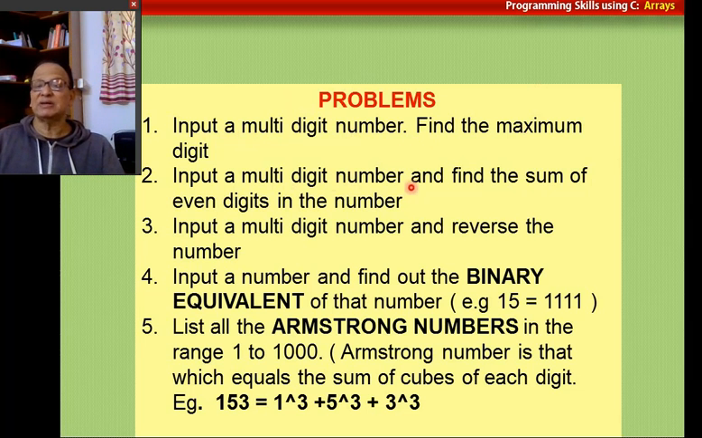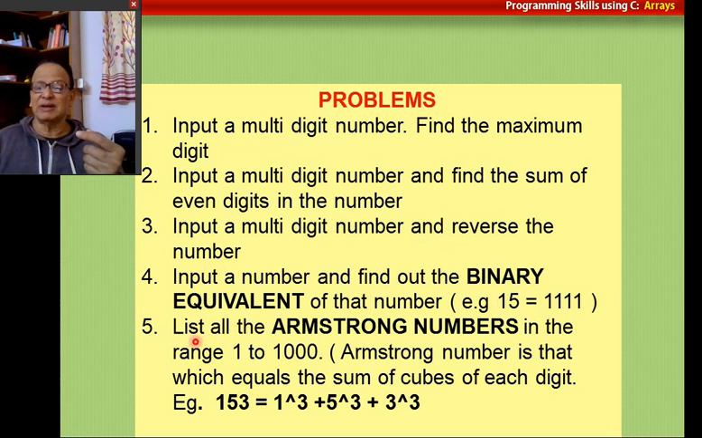Then input a multi-digit number and find the sum of even digits. So you get the digit every time, find out whether it's even. You have done it already earlier. Modulus 2. If it is even, you add that number to the previous sum. Go on. The reversing of the number, you try that. And then this is an interesting problem. Input a number and find out the binary equivalent of that number. Same algorithm has to be used. In this case, modulus 2 has to be done. Maybe next class, I will do this. But you try it on your own.